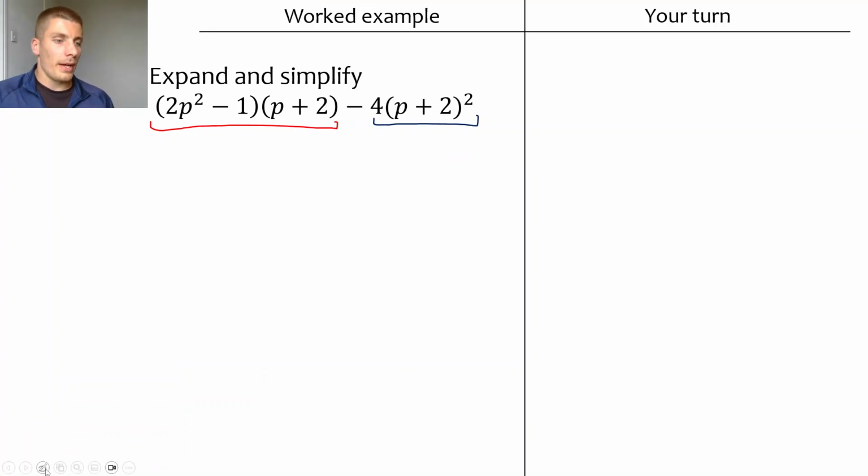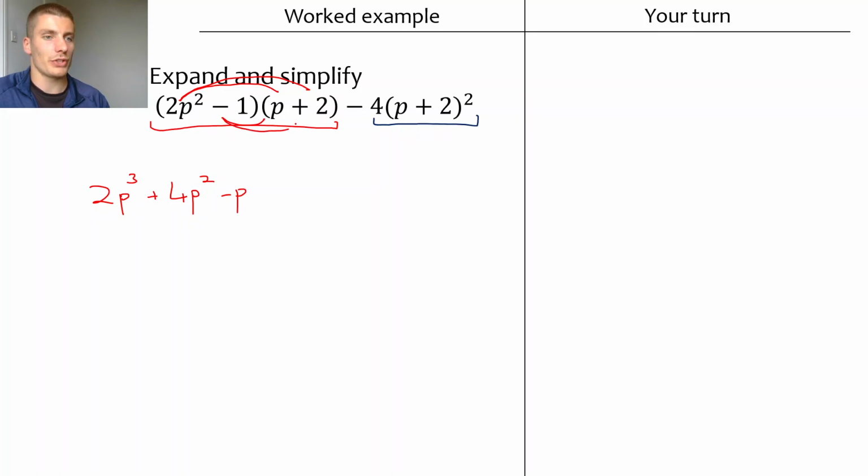at the end. So if we do look at the first part, we've got (2p squared minus 1) times by (p plus 2), again working through like before. So we take the 2p squared, we times it by p, which will give you 2p cubed. We've got 2p squared times by plus 2, which will give you plus 4p squared. You've got minus 1 times by p, which is minus p, and negative 1 times by plus 2, which will give you minus 2.